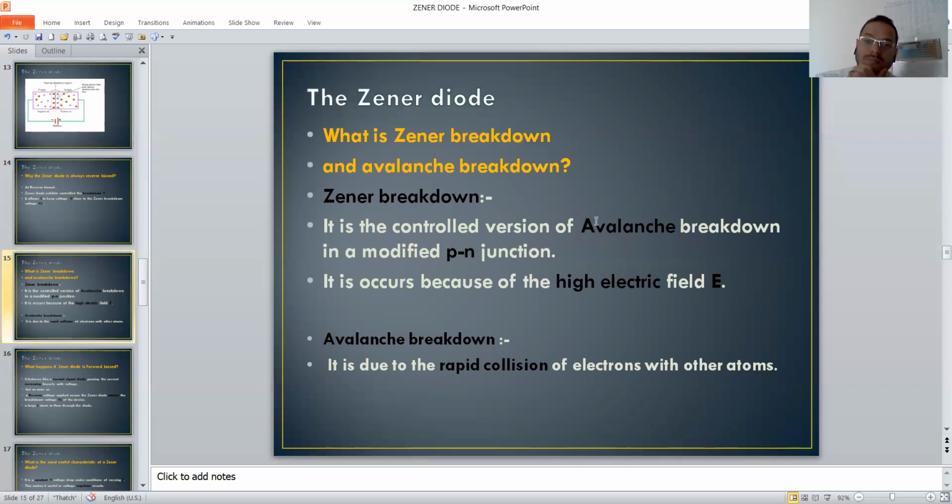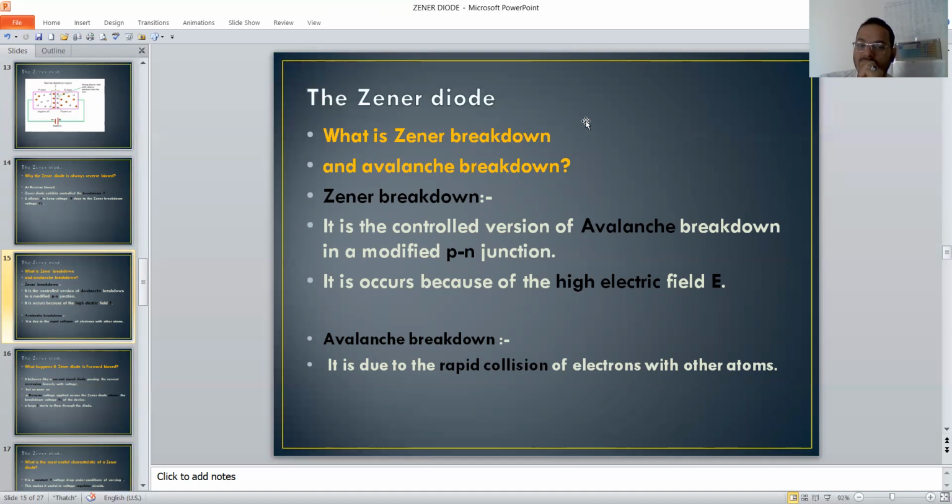What is the Zener breakdown? We have said it many times, and that's clear. This is an important element to us. Let's see what the Zener breakdown is. It's a controlled version of avalanche breakdown in a modified PN junction. Controlled version.